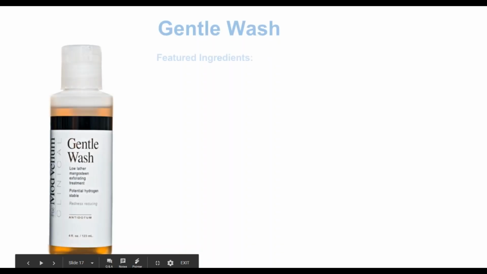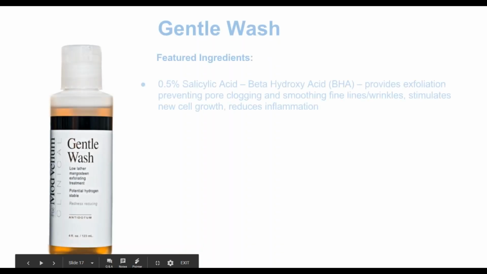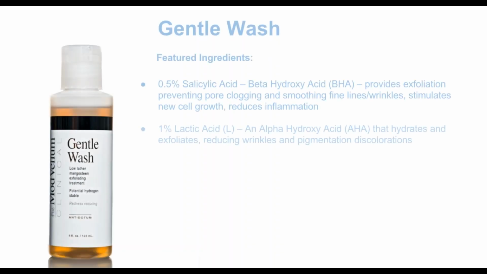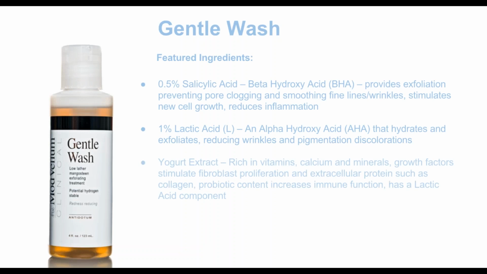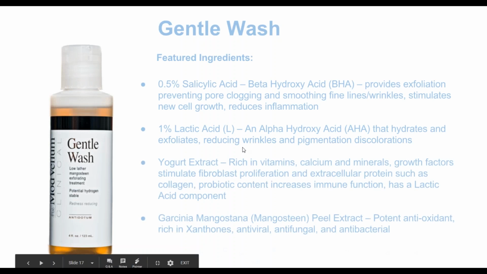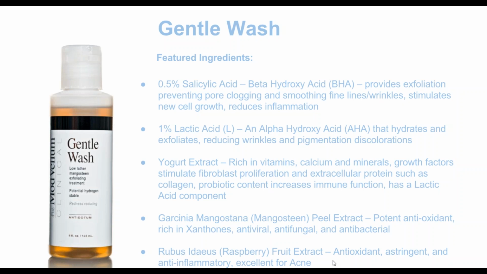And here's some more detail about the Gentle Wash. The Gentle Wash has, I want to say, 0.5% salicylic acid, 1% lactic. It's got the yogurt. It has the mangosteen, and then it has the raspberry fruit extract. That is one of the ingredients that's going to actually clean the skin as well. So you don't have to clean everything with a surfactant. You can actually use raspberry fruit extract as an astringent.